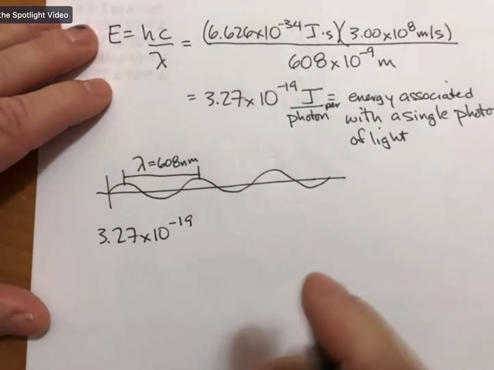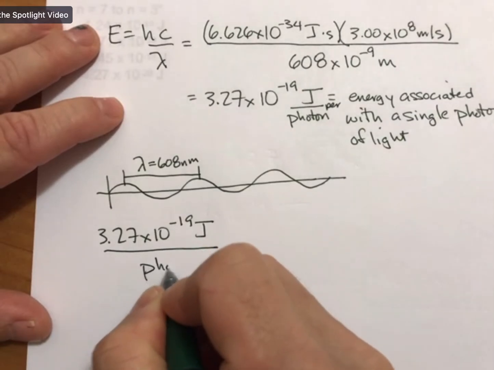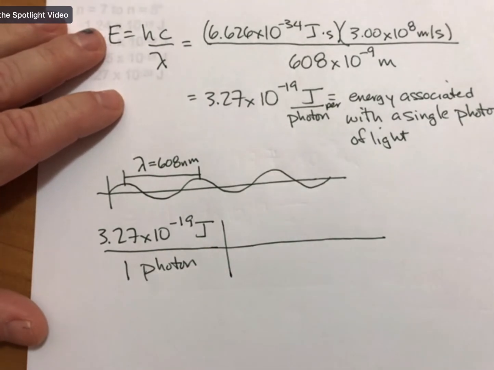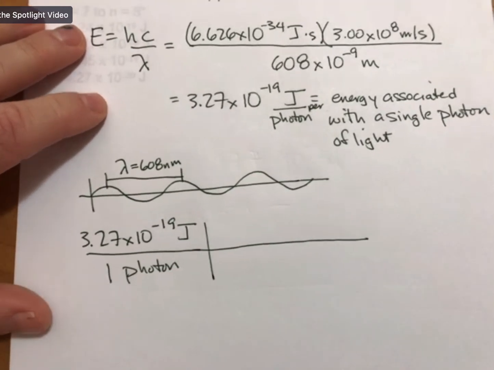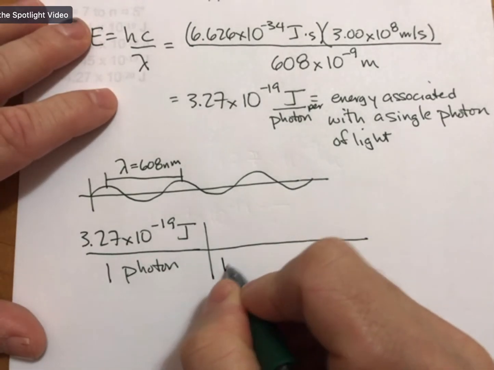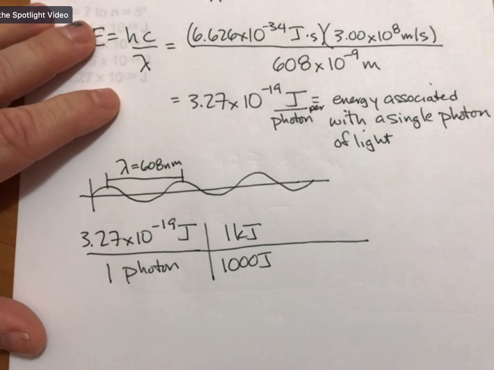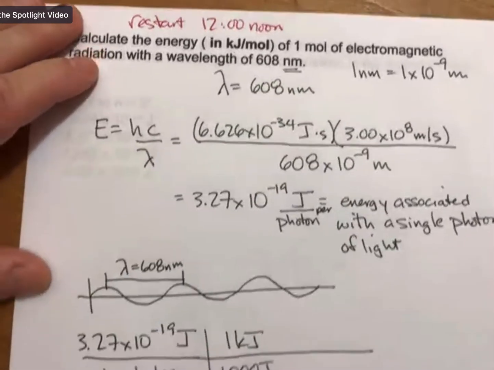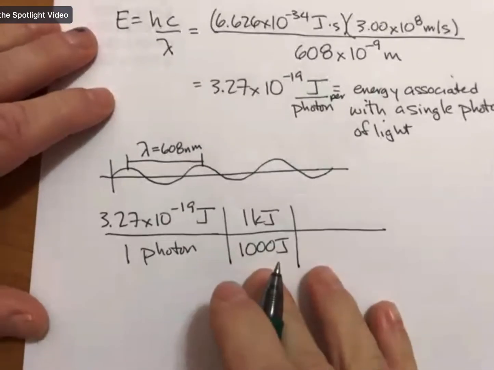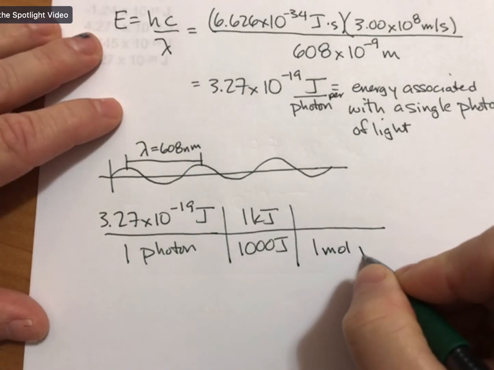So now I'm going to take this number of joules per photon, and you can write one photon there if you want. The one is understood if you don't. Now I'm going to convert joules into kilojoules by knowing that 1,000 joules equals 1 kilojoule. And I'm going for kilojoules per mole, and the per mole is going to be per mole of photons. So 1 mole of photons.